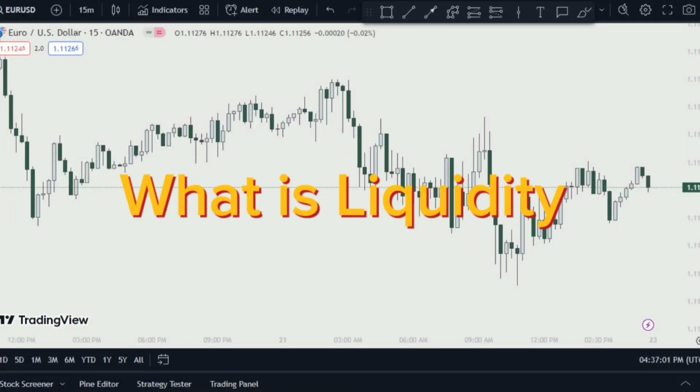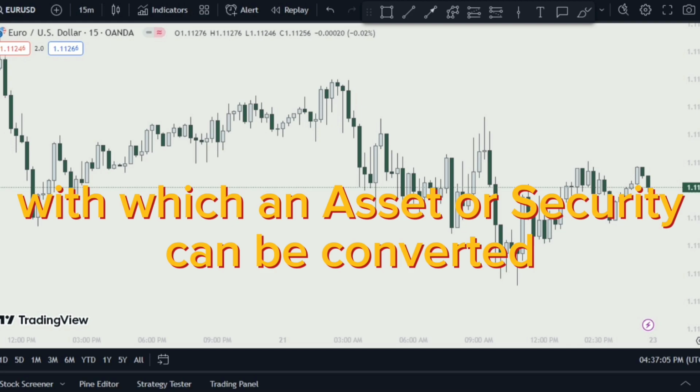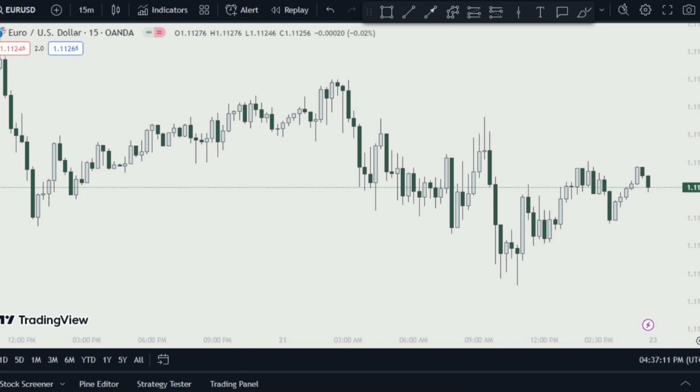What is liquidity? Liquidity is the ease with which an asset or security can be converted into cash without affecting its market price. From this definition, we conclude that while trading an asset, there would be certain liquidity levels at which that particular asset will be converted into cash with ease. So, the market will tend to move in that direction to execute the buy and sell orders.